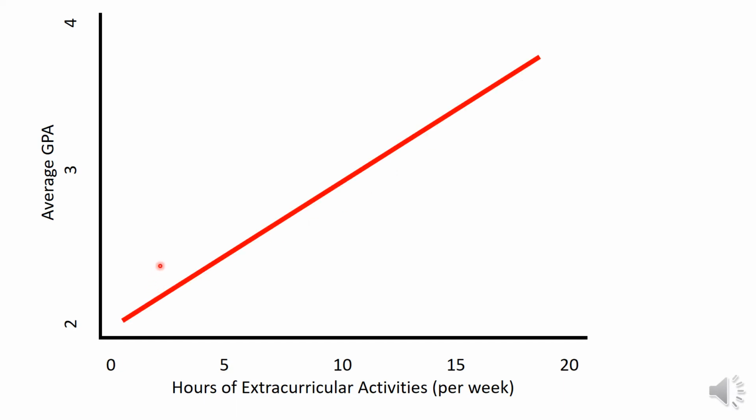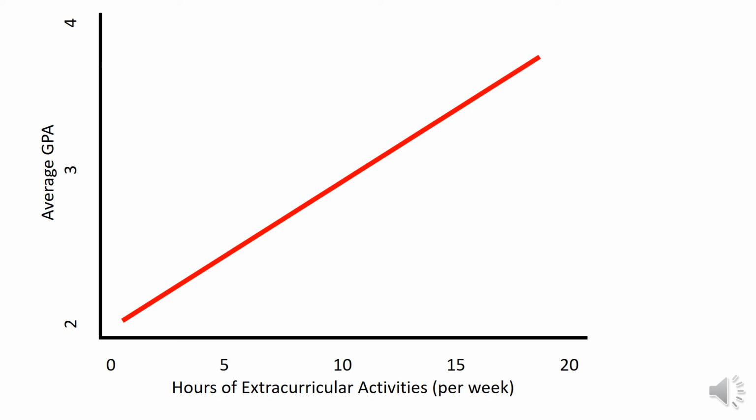So here, if this was the relationship between GPA and hours of extracurricular activities, right, as your hours of extracurricular activities increase, so does the average GPA for students as a whole. All right, that can be described by this line right here. That would be a positive linear relationship.